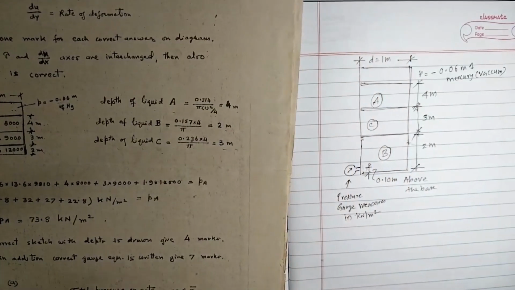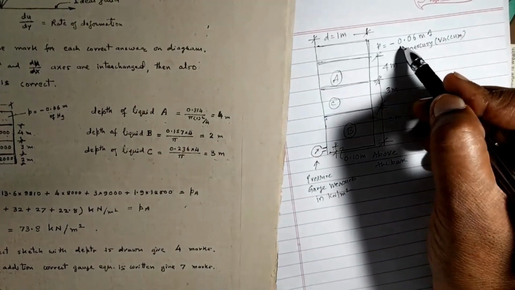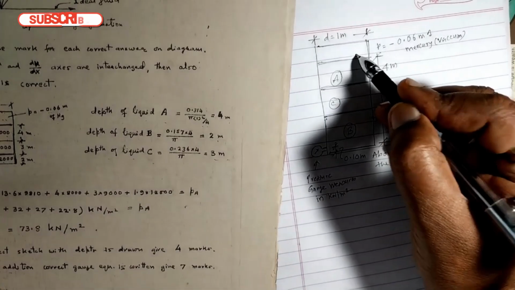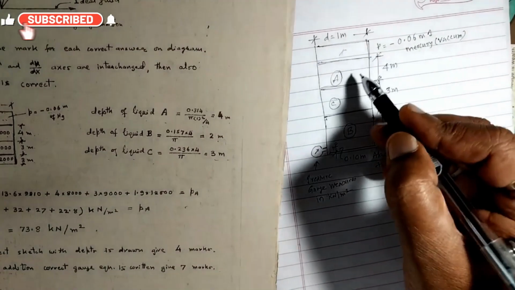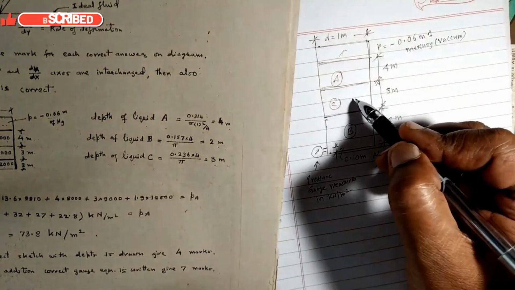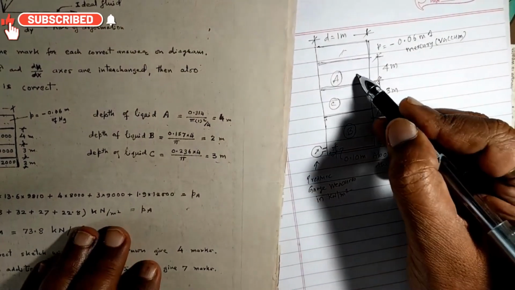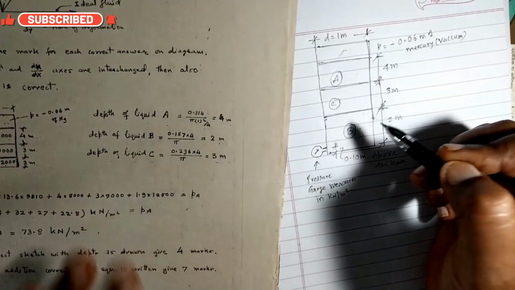So this is the sketch here: 1 meter diameter, then 0.06 meter of mercury vacuum at the top, then liquid A which is the lighter liquid, then C is the middle one and B is the heaviest liquid. So these are the three immiscible liquids.